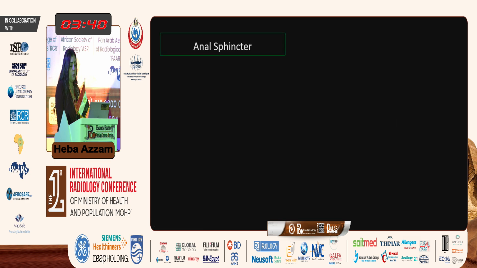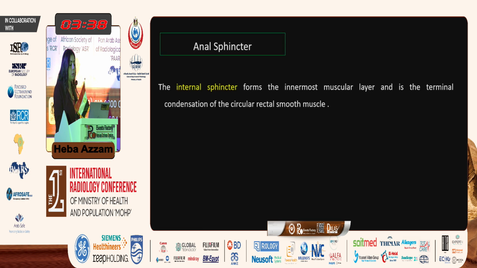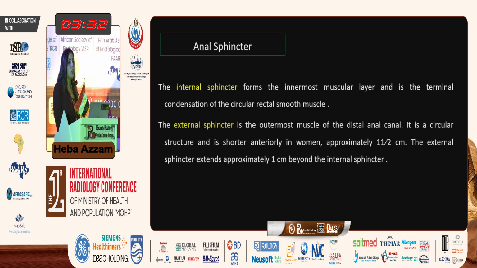The anal sphincter. The internal sphincter forms the innermost muscular layer and is the terminal condensation of the circular rectal smooth muscles. The external sphincter is the outermost muscle of the distal anal canal. It's a circular structure and shorter anteriorly in women, approximately 1.5 centimeters. The external sphincter extends 1 centimeter beyond the internal sphincter.